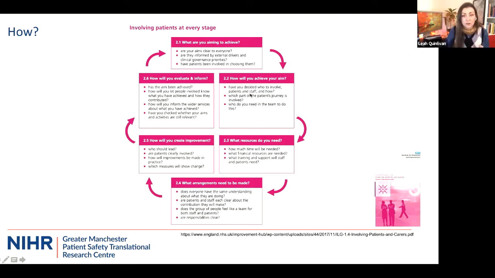Have you decided to involve the resources that you need? That's where pay comes in, training and support. We have huge investment for our public contributors around training, support, time and pay. Then the arrangements, and then how will you create improvement, and then evaluating and informing them. Okay, so it's a really helpful flow chart to think about involving people at every stage.